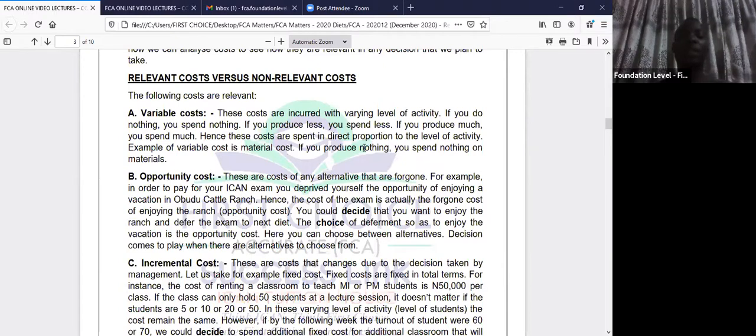Now, what about the second one? Opportunity costs. What is opportunity cost? These are the costs of alternatives that are forgone. Let me give you an example.